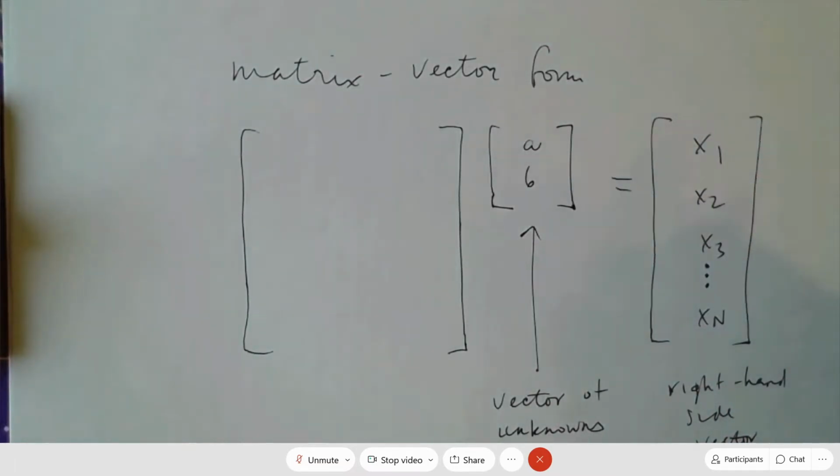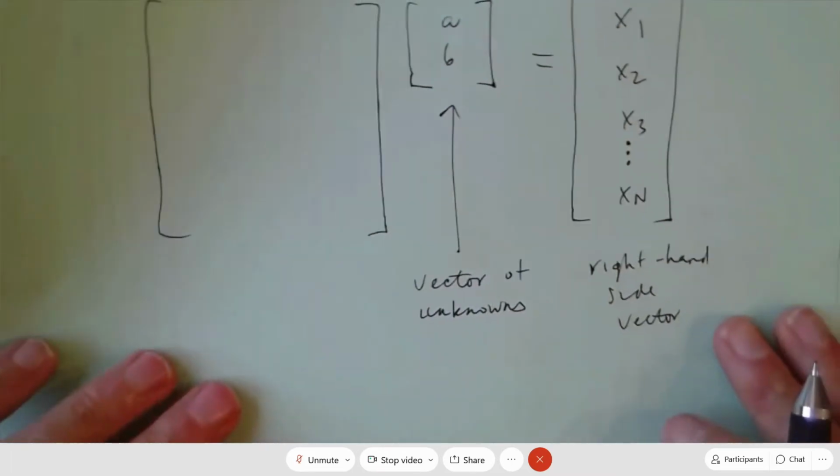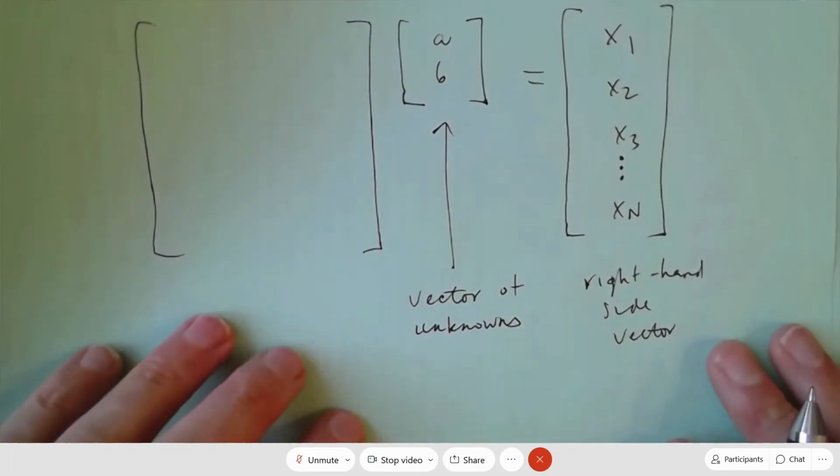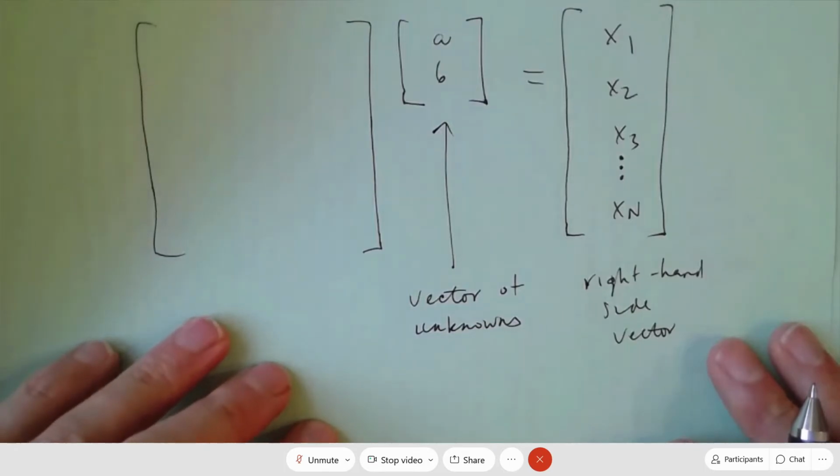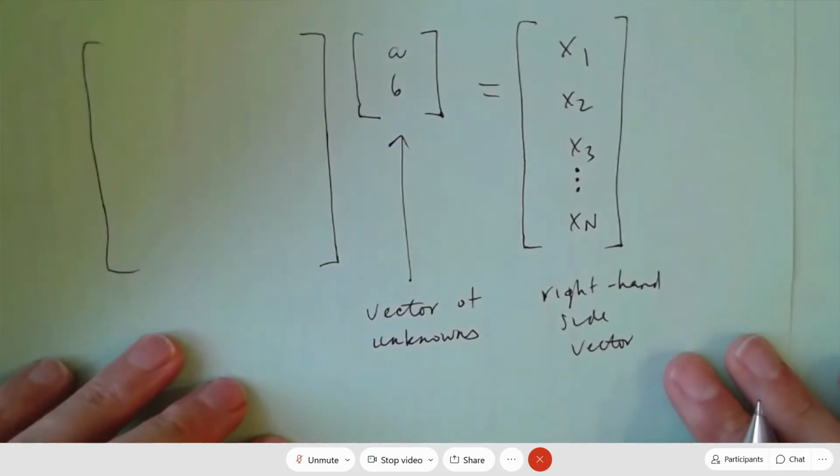Can you move the paper so that we can see the right-hand side vector? Okay, can you see it now? A little bit more. Okay, yeah, I see it. Thank you.